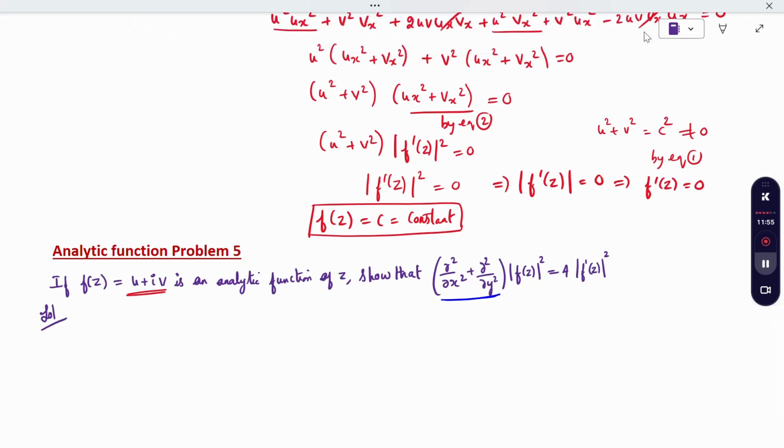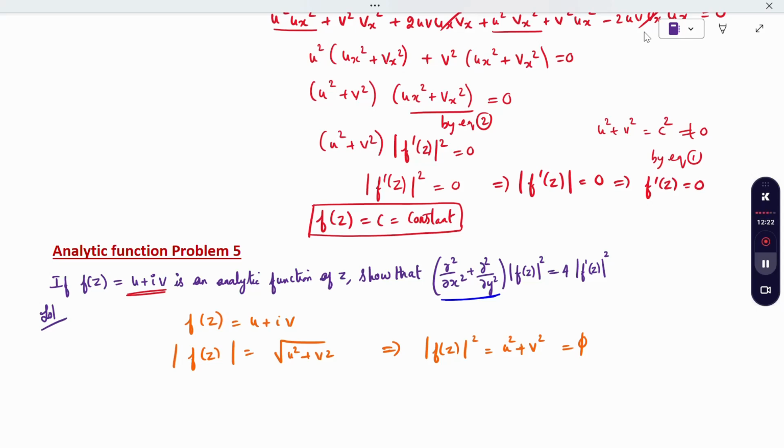So f of z is generally an analytic function, which is u plus iv. So modulus of f of z, the whole squared, is nothing but u squared plus v squared. That I will take as some other variable, phi. We are only taking phi here.